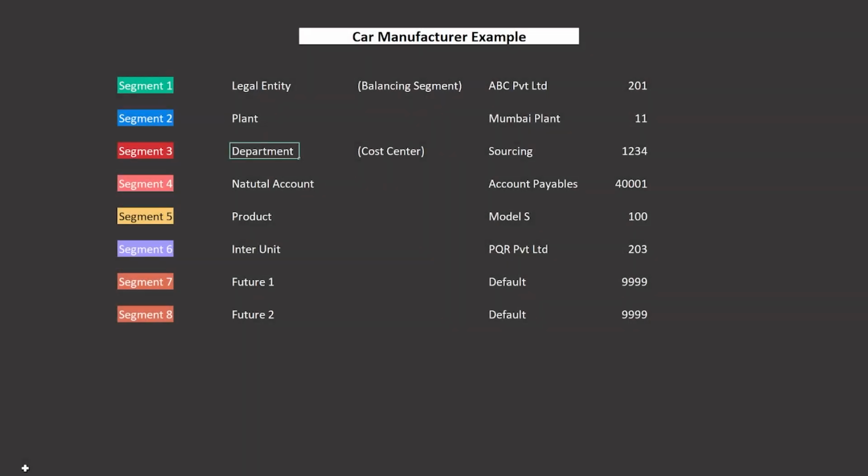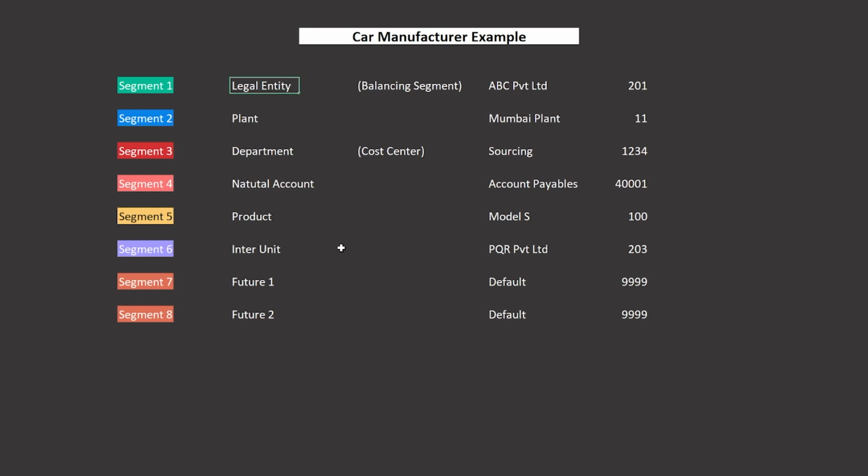To address these needs, we have designed a comprehensive chart of accounts featuring 8 key elements: legal entity, plant, department, natural account, product, inter-unit, future 1 and future 2. You can see here the legal entity serves as the balancing segment, which is crucial for ensuring that credit and debit balances match, ultimately facilitating the creation of the trial balance and the balance sheet. Therefore, we have designated the legal entity as the balancing segment.